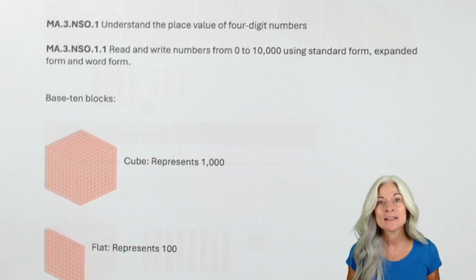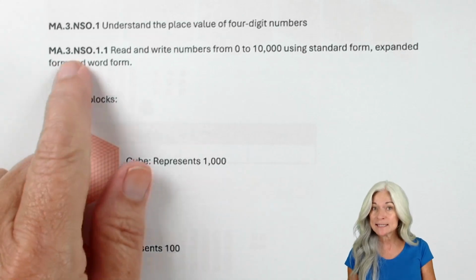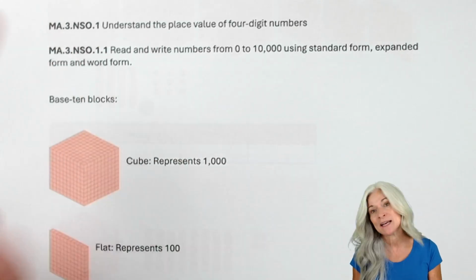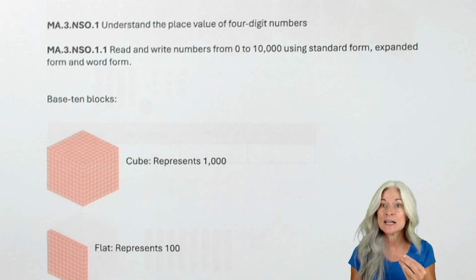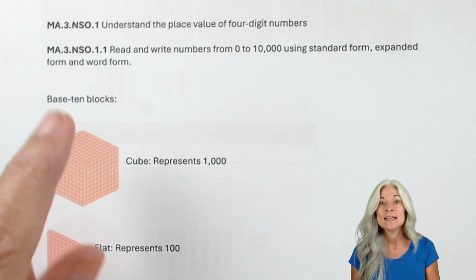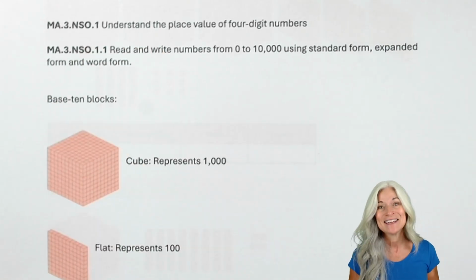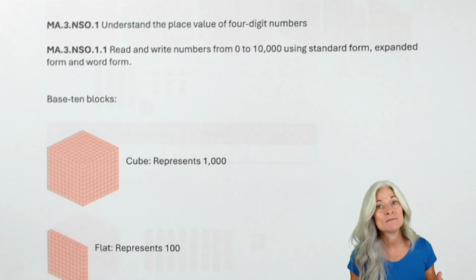Welcome back, friends. Now, in this lesson, your students are going to be working on representing four-digit numbers. The standard that we're working on is MA3 NSO1. Reading these benchmarks, MA is for math, 3 is the grade, NSO is number sense and operations. And that first one is the standard. We'll be working on the standard for several lessons, and it is understanding the place value of four-digit numbers.